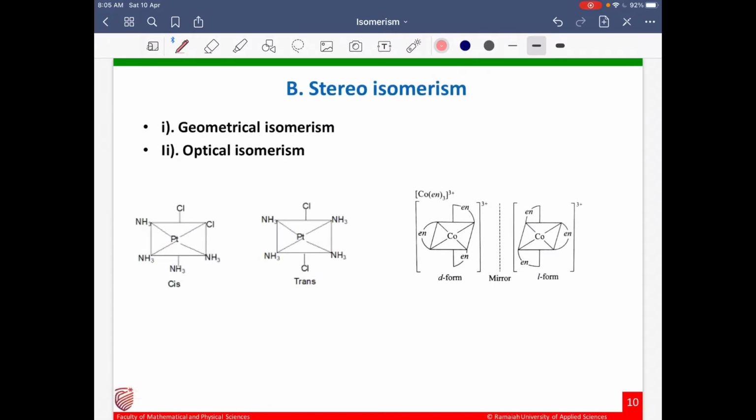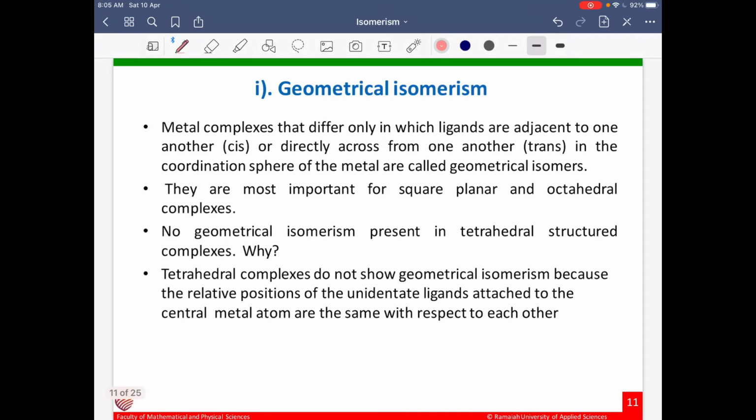Second type of isomerism, that is stereoisomerism. There are two types of stereoisomerism we have to study. First one, geometrical isomerism. Second one, optical isomerism. We will discuss them in detail.